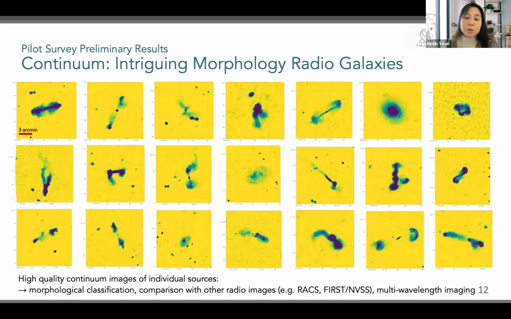The main goal of FLASH is on spectral lines, but our high quality continuum images are good enough to find interesting radio sources. We found that there are a number of radio sources showing intriguing morphology. So it allows us to extend our work to morphological classification or comparison with other radio imaging, including RACS, FIRST, or NVSS. So we expect this is a good synergy with other multi-wavelength imaging. The good thing is FLASH covers some sky area which hasn't been reached by previous all-sky surveys like NVSS or FIRST. So we expect to get more unique data as we proceed with the survey.